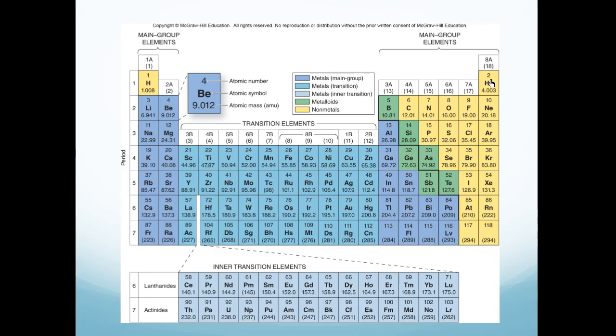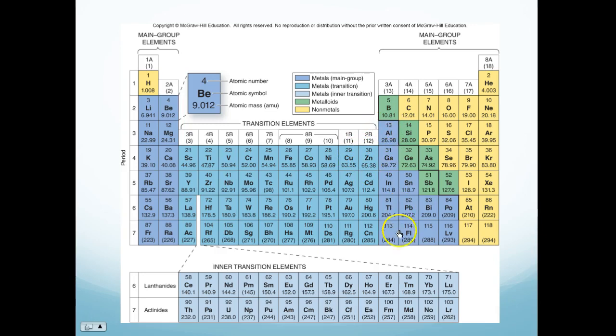There are 4 exceptions that I want you to know. Okay, we said that for the transition elements, those can have variable charges. The 2 that we want to know that will actually always have the same charge, just like a main group element, will be silver, always has a +1. Zinc always has a +2.